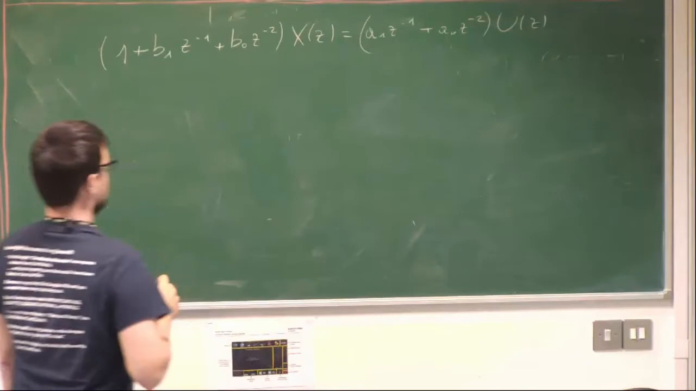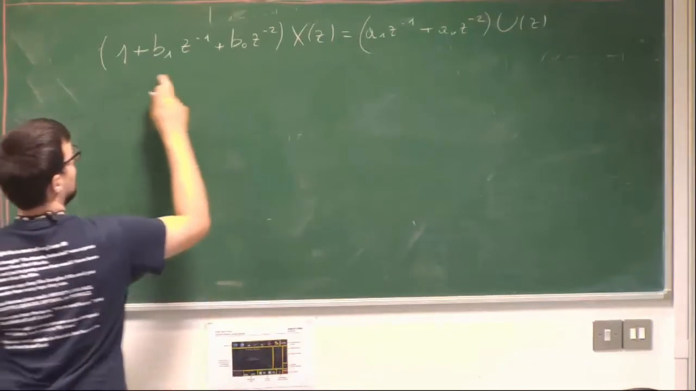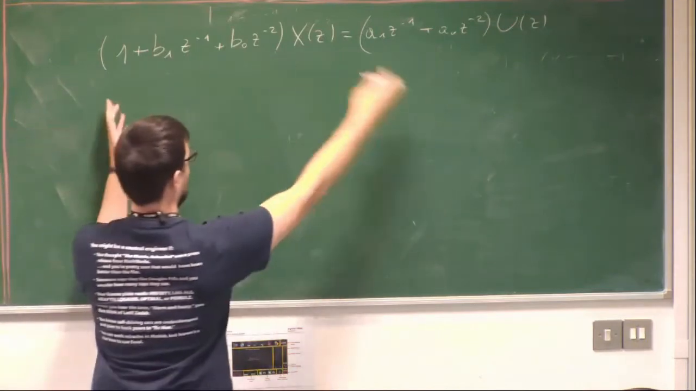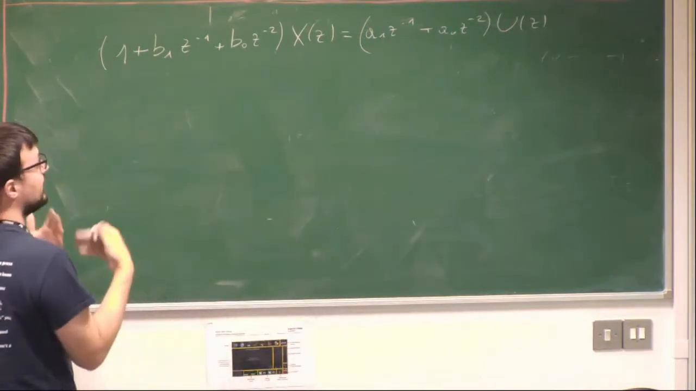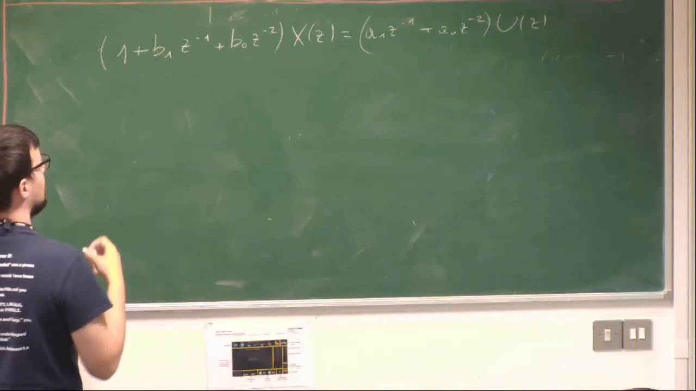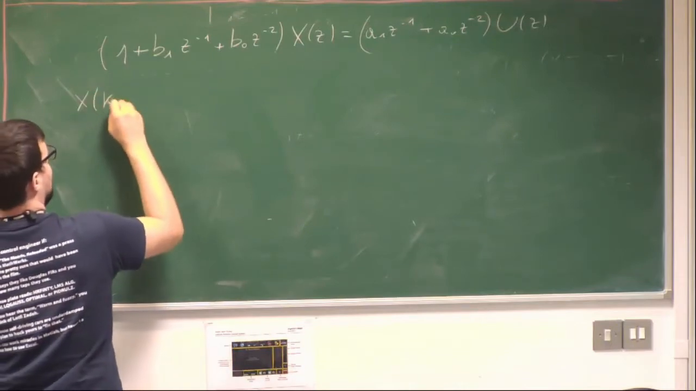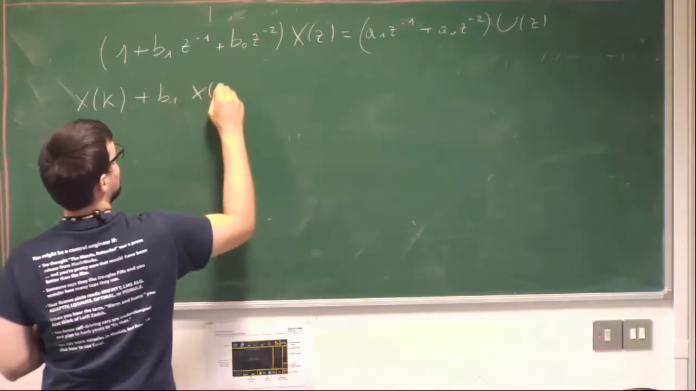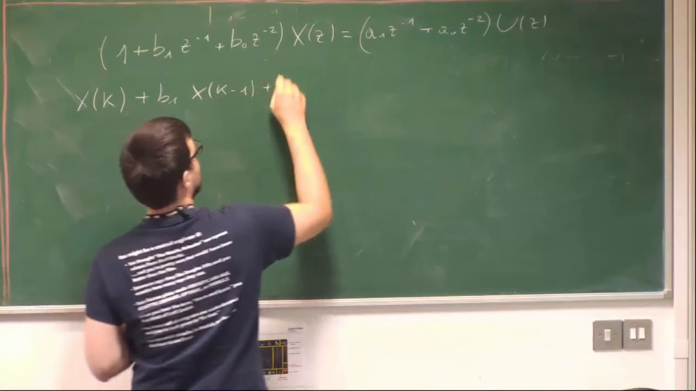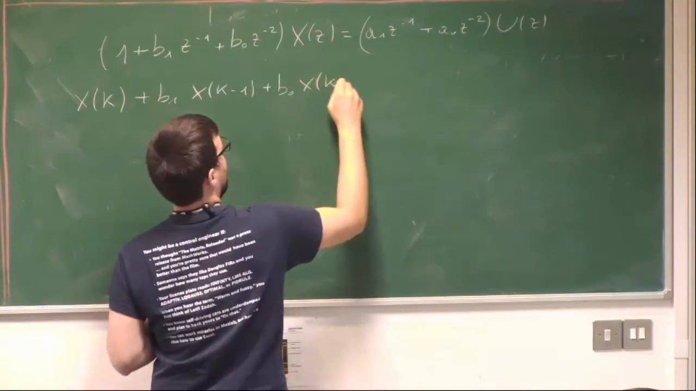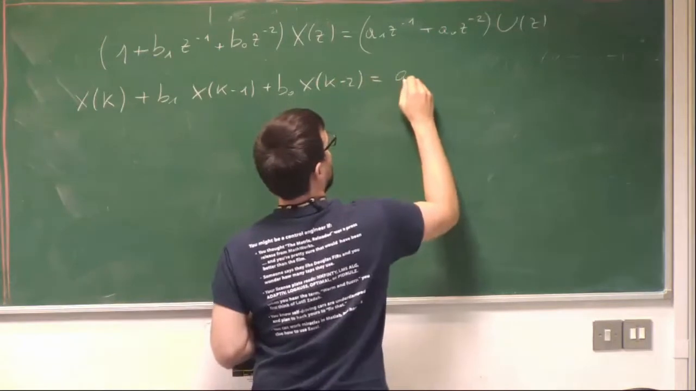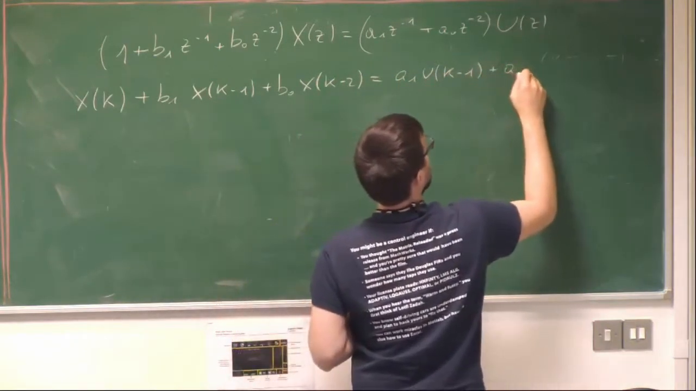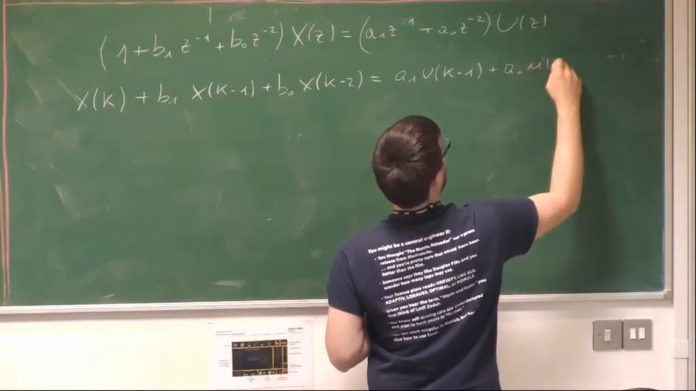Now we use the shifting theorem, and so we see that when we compute the inverse z-transform of this expression, using both linearity and the shifting theorem, then we get x of k plus b1 x of k minus 1 plus b0 x of k minus 2, equal to a1 u of k minus 1 plus a0 u of k minus 2.